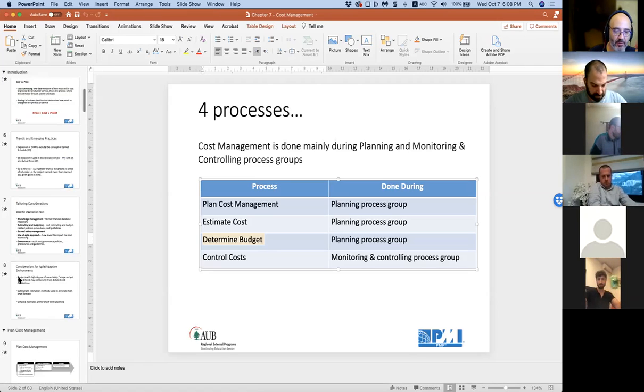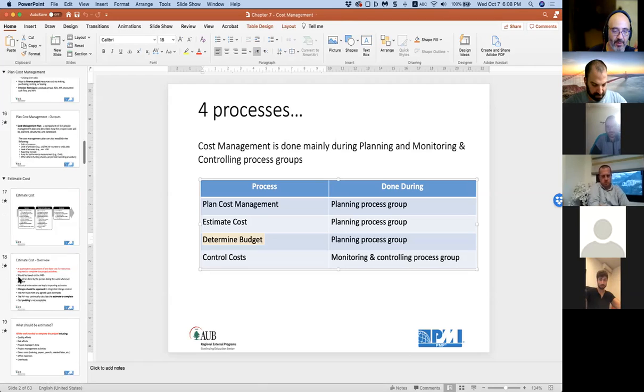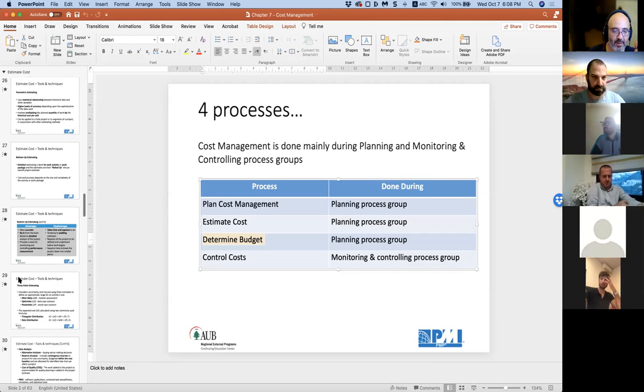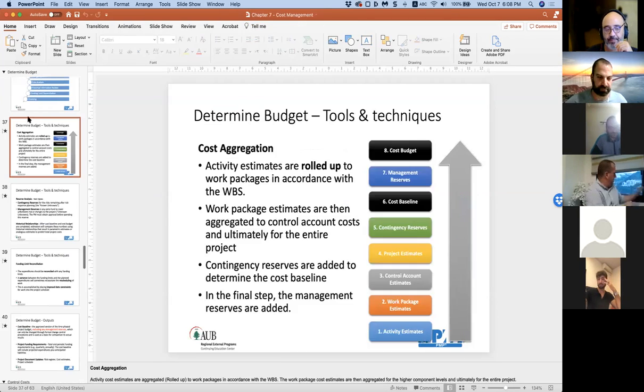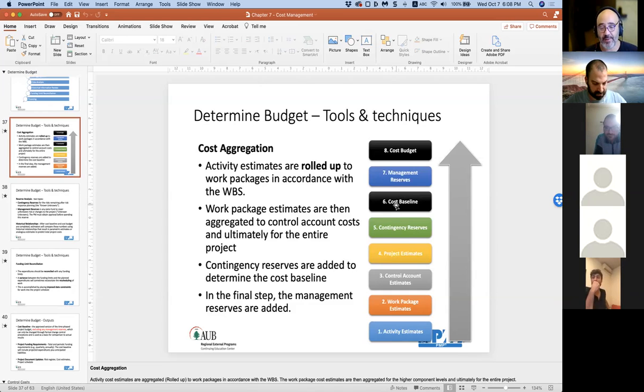ما بدي أضيعكم بالterminologies lost in translation. لكن البادجت includes management reserve والcost baseline includes contingency reserves. يعني وقت أزيد على البروجكت estimates الcontingency reserve بوصل للcost baseline. وقت أزيد على الcost baseline الmanagement reserve بيطلع لي البروجكت بادجت.